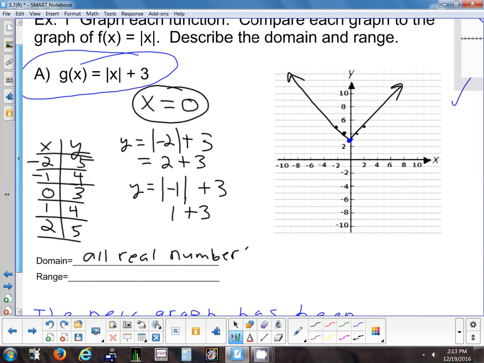How about my range? Is my range all real numbers? Yes. No. Does it go down forever? Then it's not all real numbers. Y is greater than or equal to 3. Yes. Okay. You will hit any number from 3 and up. You won't hit numbers below 3. Any questions on that one?